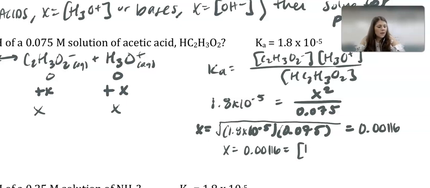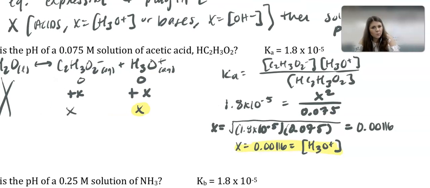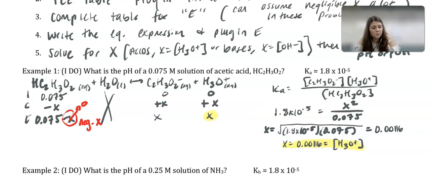Here, X will be the hydronium concentration, because look, this right here is this X right here, and that's what we're solving for, because this question wants to know the pH. So here, now I can do pH is the negative log of this 0.00116. Plug that in, you should get that the pH is 0.94.